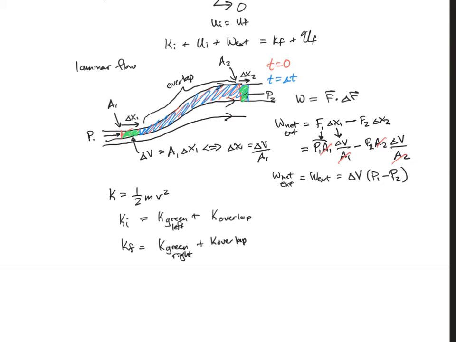And so when we look at our conservation of energy equation, we can see that the kinetic energy of the overlap region is going to appear on both sides, and it's going to cancel out. A similar thing is going to happen when we consider the potential energy. The potential energies of the overlap region will appear on both sides, and so it cancels. So we can then focus on the kinetic energy of the green areas on the right and the left.